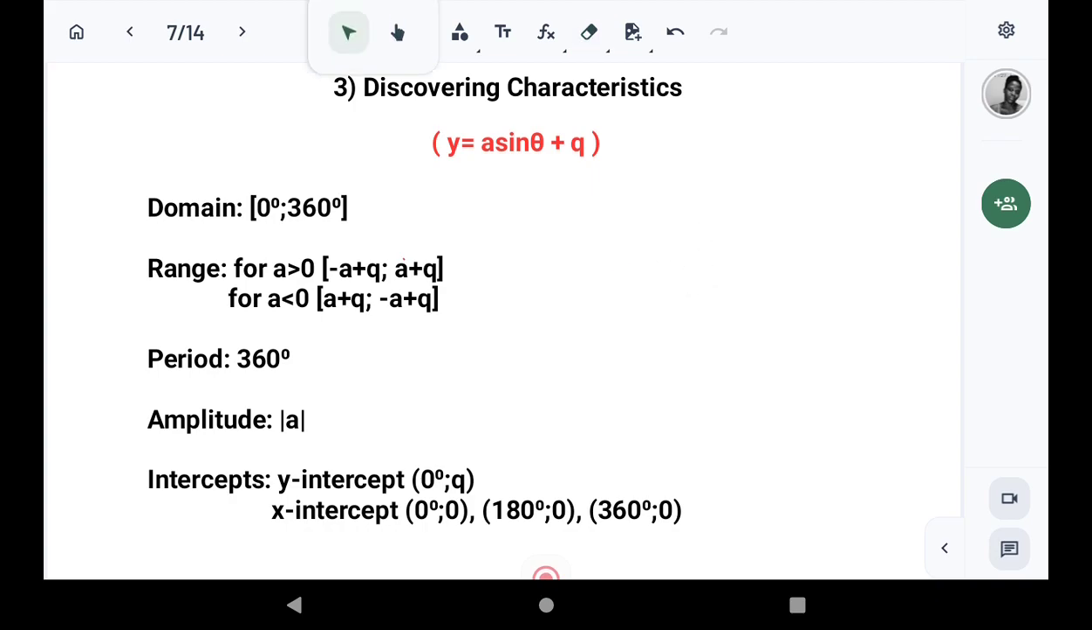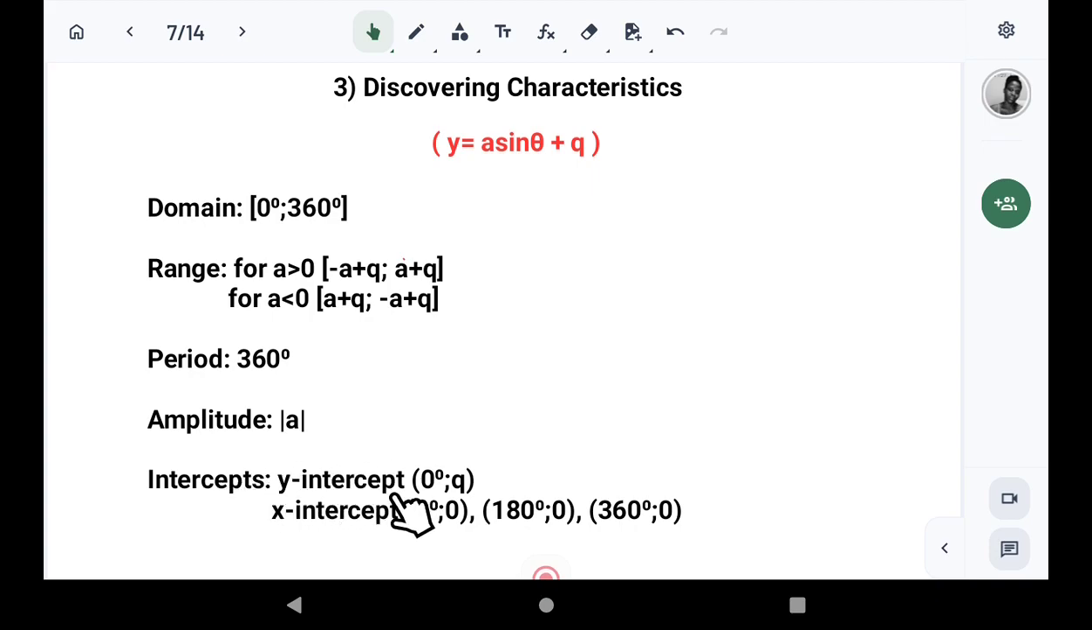The period does not change. Like I said, we deal with a domain between 0 and 360 degrees and a period of 360 only for grade 10. Beyond grade 10, that's when you're going to start looking at different types of periods and different types of domains. Now, the amplitude is simply the absolute value of A. Whether the A in front of your sine is negative or positive, the absolute value will give you a positive number, because the amplitude is simply the size, not necessarily the direction.